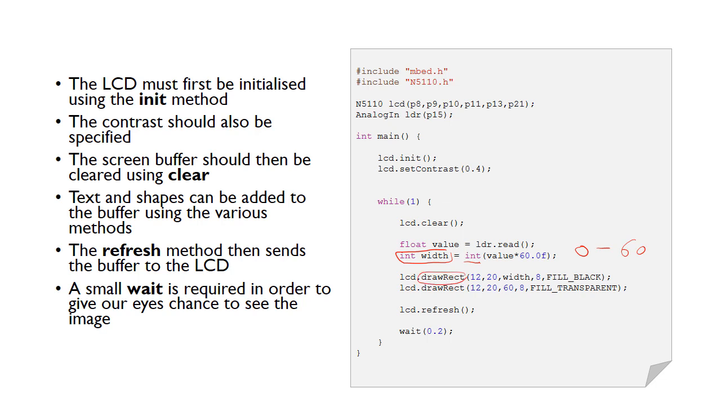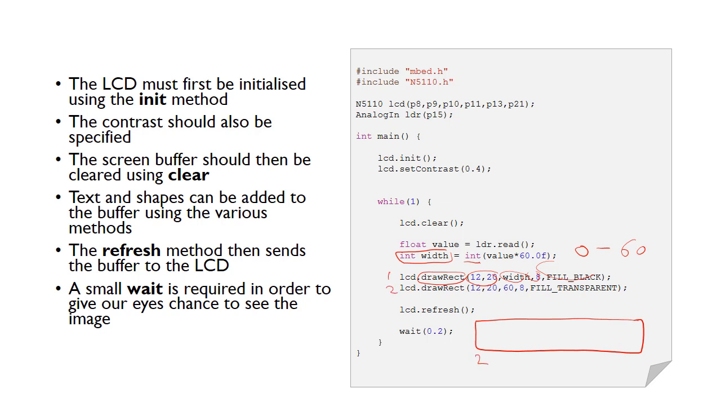So we've got draw rect for drawing rectangles. These are the X and Y origins, the width of the rectangle, the height of it, and what fill it's got. So here, this is a black rectangle. Then we're drawing a second rectangle, a wider one, that's transparent.